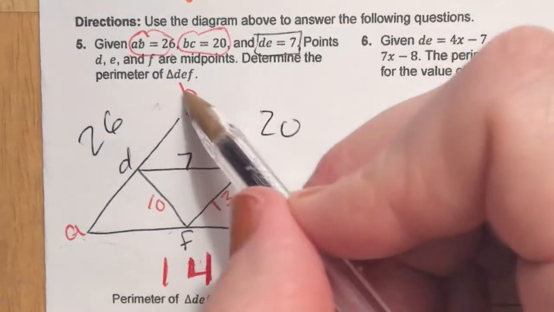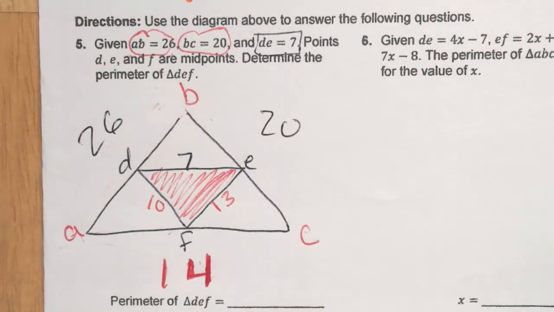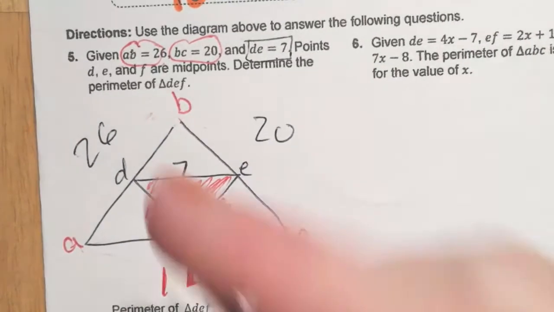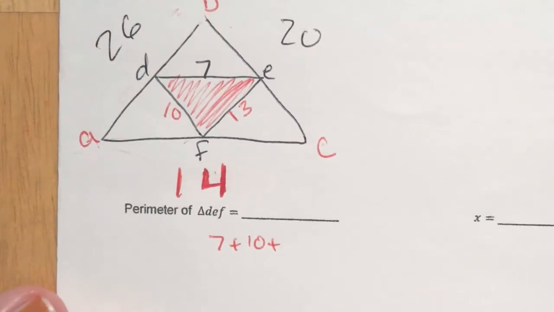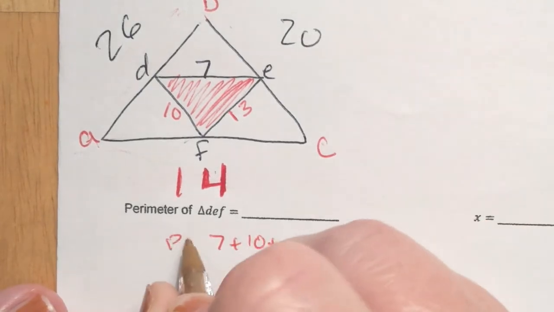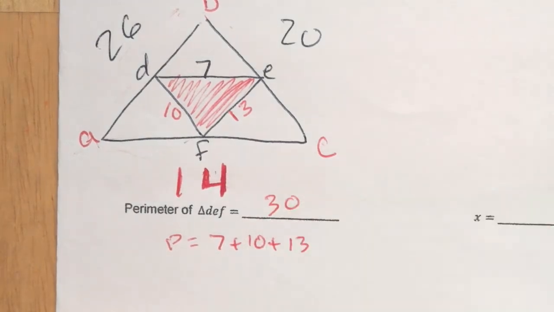All right, and they want the perimeter of this. So they want the perimeter of that. So all we have to do is add up 3 sides. So the perimeter would be 7 plus 10 plus 13. That would be the perimeter. So add those together, 7 plus 10 plus 13, and you would get 30. And there's your final answer.